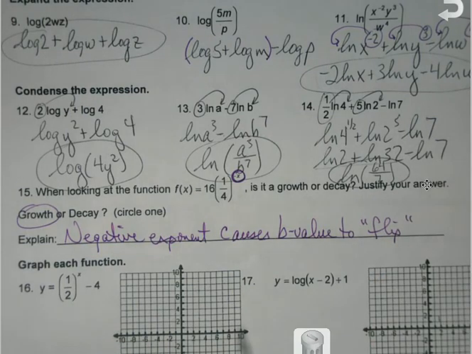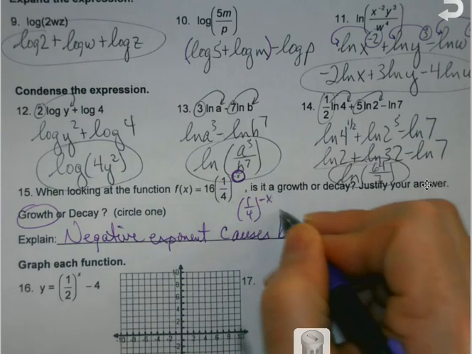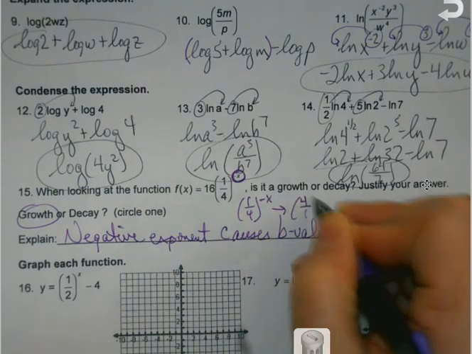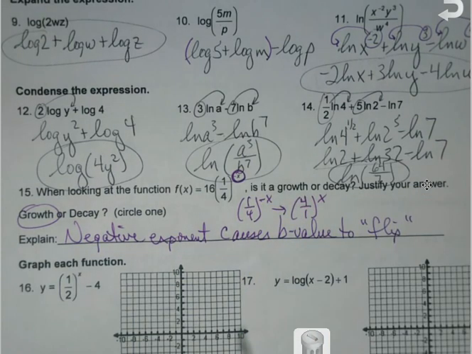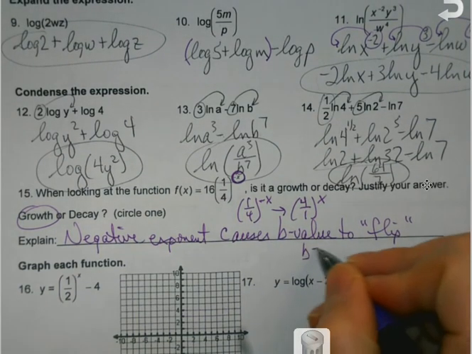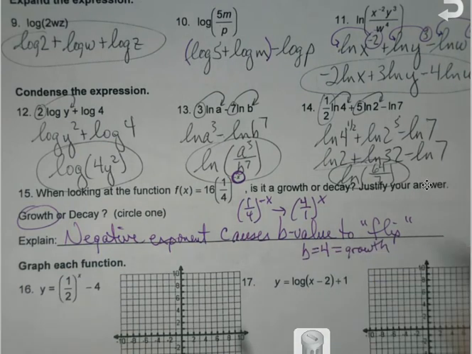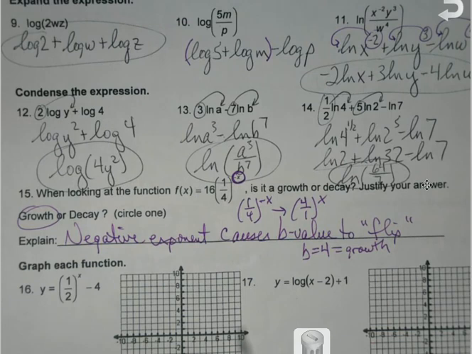You even could say the negative exponent causes this, and literally show me what happens. Because now you can say, oh, when the b value is 4, that would be growth. And that's what that negative exponent makes my 1/4 treat like. You can't just say it's a negative exponent. That will not work. Okay, so be specific.